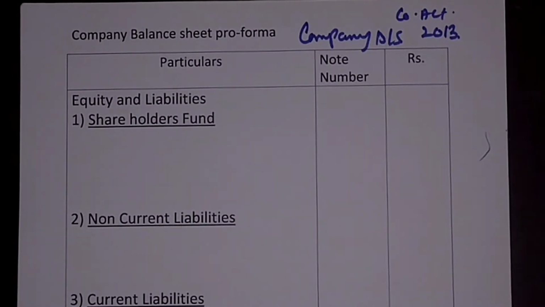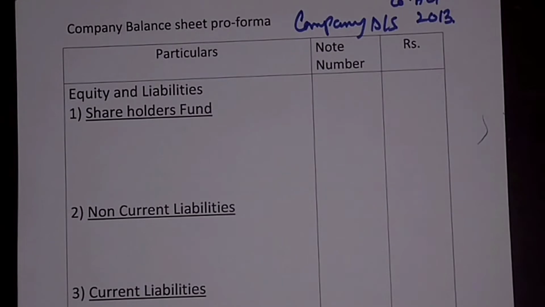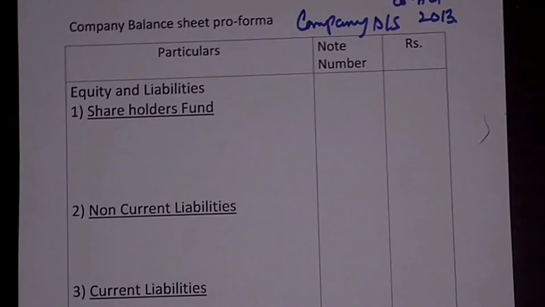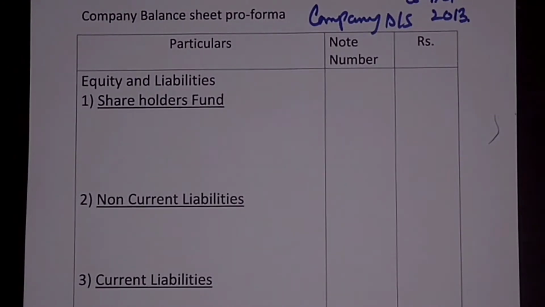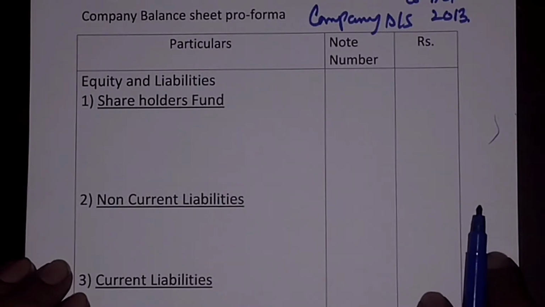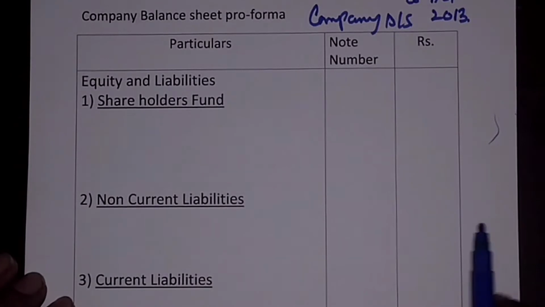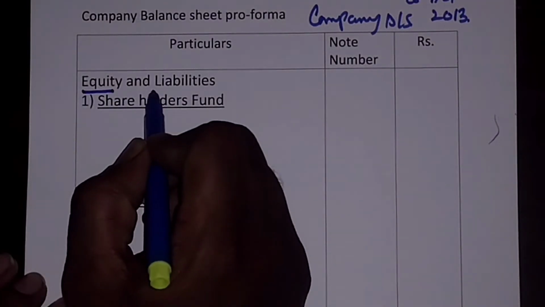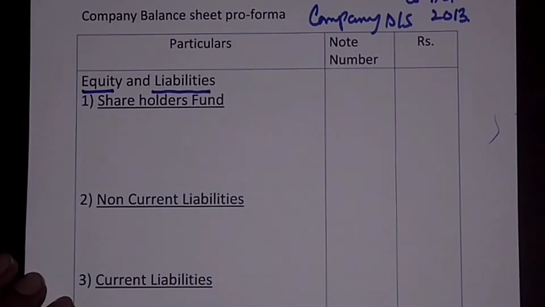Now, let me give a simple format. Even the lengthy format which I am giving is based on the syllabus. A balance sheet is subdivided into two: one is the liabilities and another one is the assets. Now let us see the liabilities. The format is vertical, because the entries are written one below the other. The very first one is equity and liabilities.